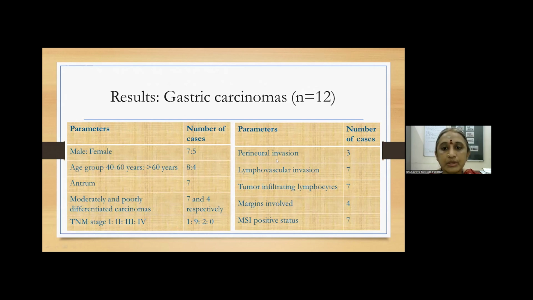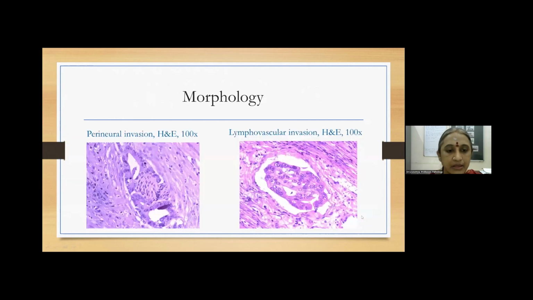We have also seen the parameters such as perineural invasion, lymphovascular invasion, tumor infiltrating lymphocytes, the margin status, and the microsatellite instability positive status was associated with all this. Lymphovascular invasion and tumor infiltrating lymphocytes was predominantly seen in 7 patients out of 12. This is a photograph showing a perineural invasion in a gastric carcinoma, and this is a lymphovascular invasion in a gastric carcinoma.